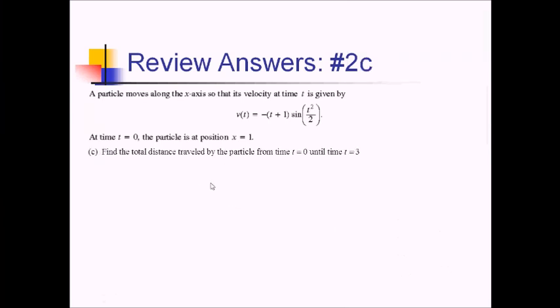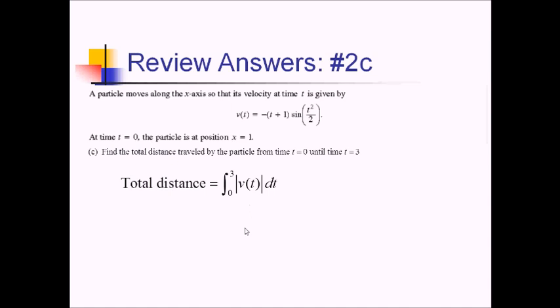For part C, they want to find the total distance traveled by our particle from time 0 to time 3. So total distance is pretty similar to displacement, except displacement counts negative steps as negatives, whereas with total distance, you want to count every step taken in any direction as a positive quantity. To make this happen, we're still going to integrate velocity over the interval from 0 to 3, but we're going to integrate the absolute value of velocity rather than the original velocity. So this makes sure that all of those negative steps in any direction turn into positives.